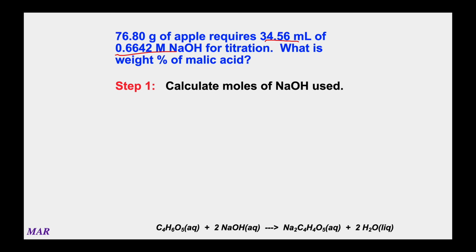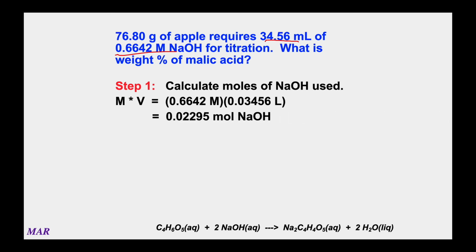So 34.56 divided by 1,000 is 0.03456. That's the number I used in that calculation. Moles per liter, which is what big M is, times liters is going to give us moles. 0.02295 moles of sodium hydroxide were used in this experiment. The next step is we're going to take the 2 sodium hydroxides per 1 malic acid balanced equation and figure out how many moles of malic acid that represented in the apple.